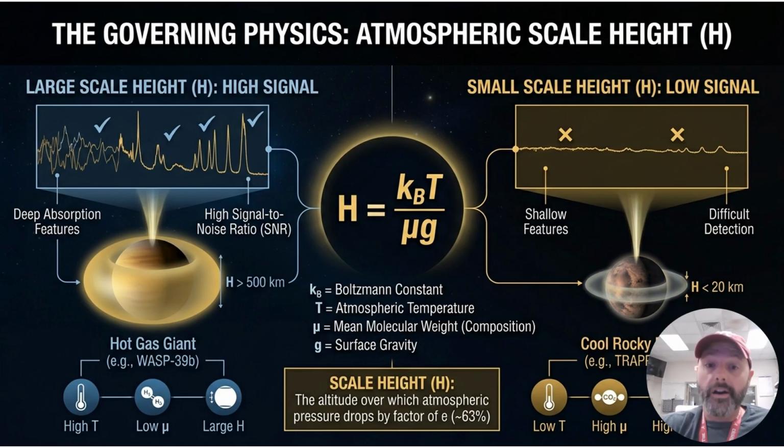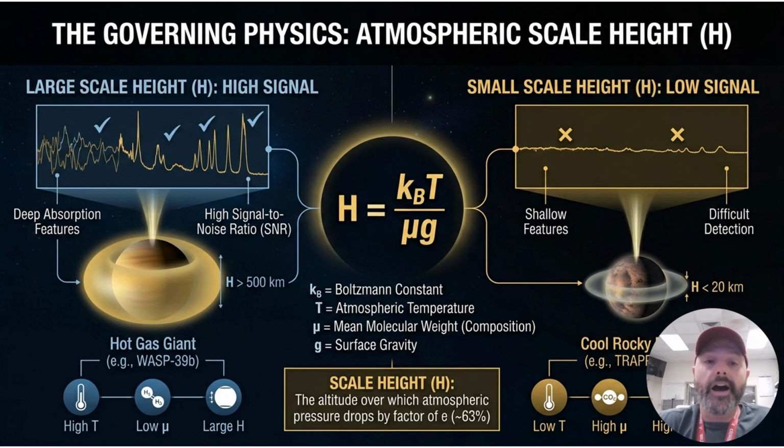This is all governed by something called the scale height, or H, as it's going to be referred to. It's our governing equation. H is equal to the Boltzmann constant times the atmospheric temperature divided by the mean molecular weight and the surface gravity. So H is proportional to temperature and inversely proportional to molecular weight and gravity.